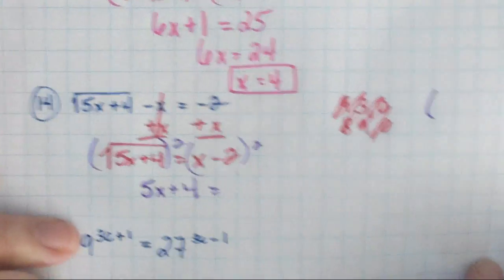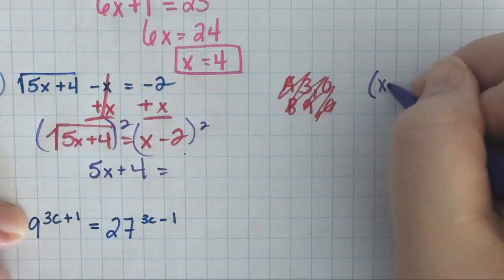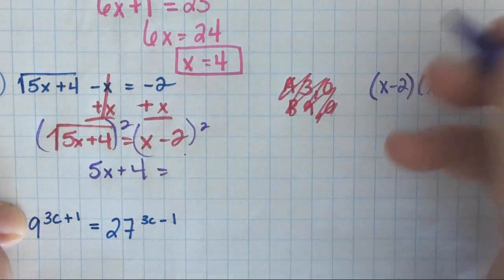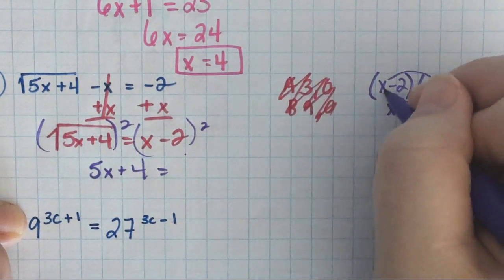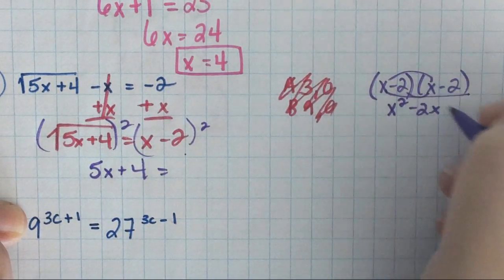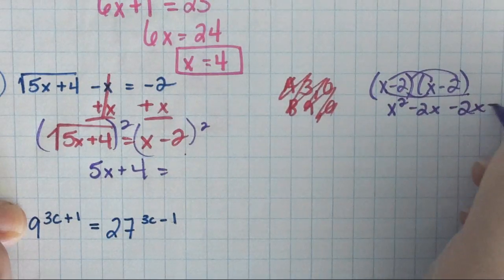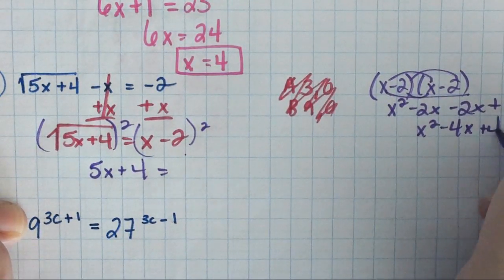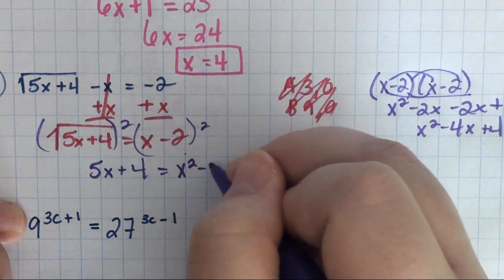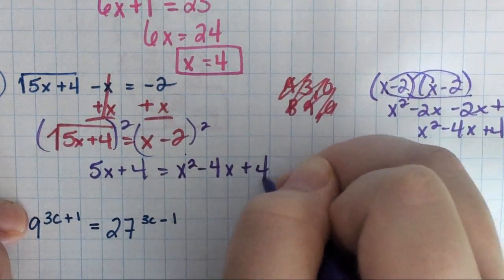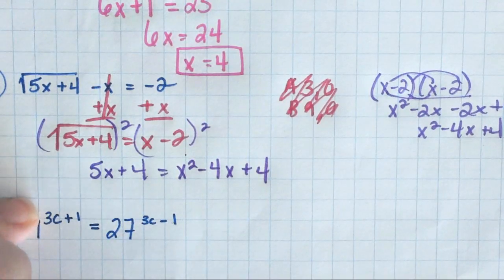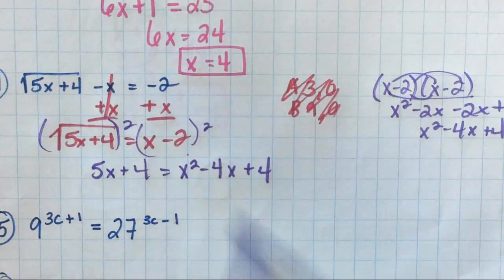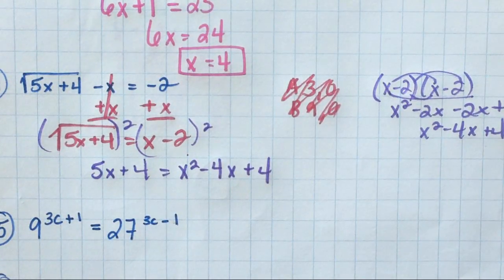So over here on the side, because I'm out of room, I'm going to do x minus 2 times x minus 2 to figure out what that would be if I foiled it out. So that would be x squared minus 2x minus 2x plus 4. So x squared minus 4x plus 4. Okay, why did we have to FOIL it out? Oh, because I need to combine my like terms, like the 5x and the 4x need to go together in a second. So that's why I had to FOIL it out.